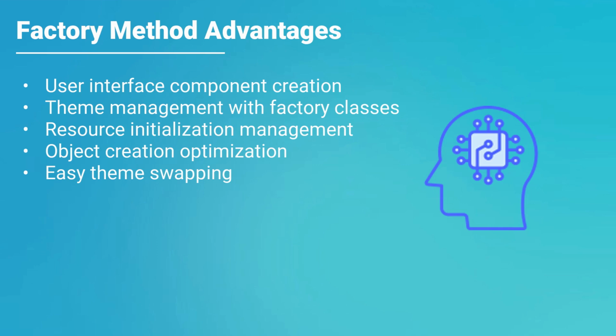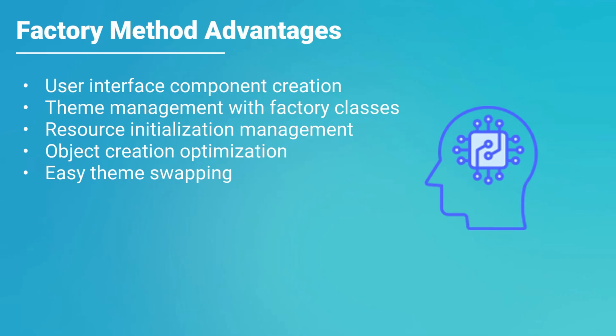Consider a user interface toolkit where you need a variety of components such as buttons, checkboxes, or text fields. By defining a common interface for these components and creating factory classes for different UI themes, e.g. Windows, Mac, and Linux, you can effortlessly swap themes or modify individual components without diving deep into the application logic.